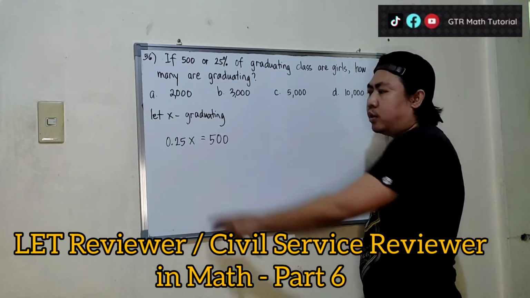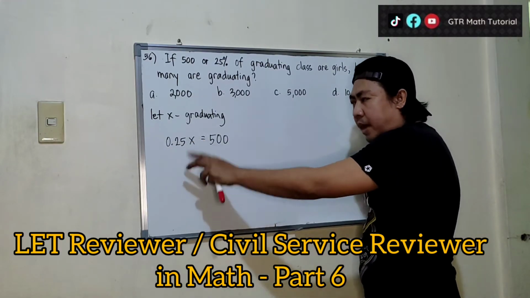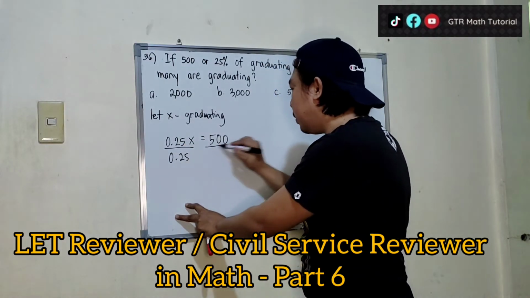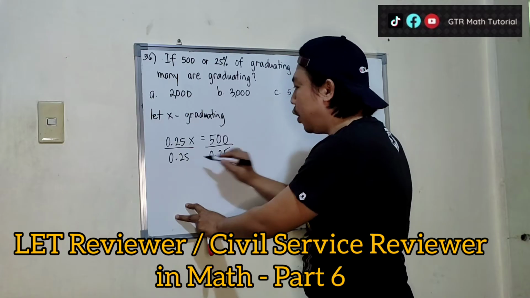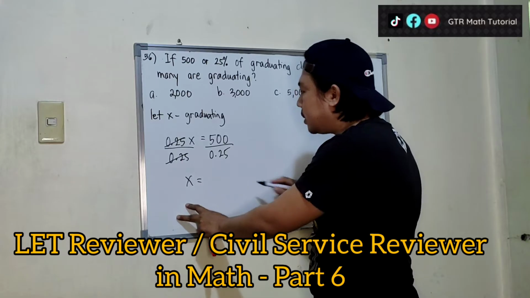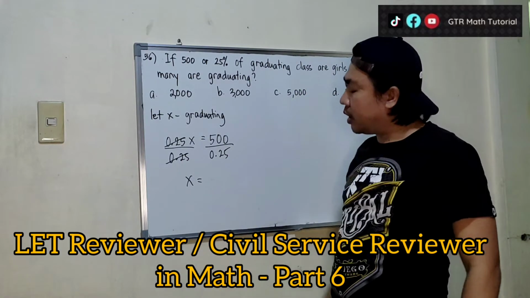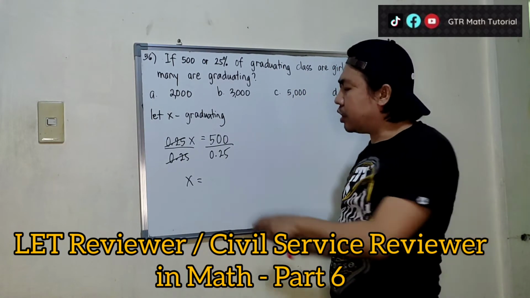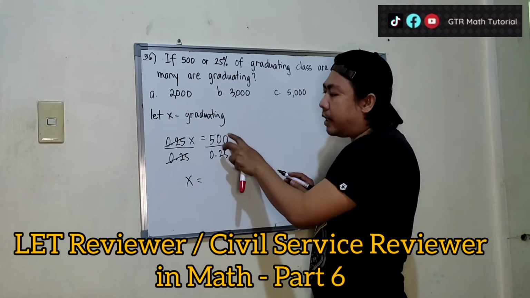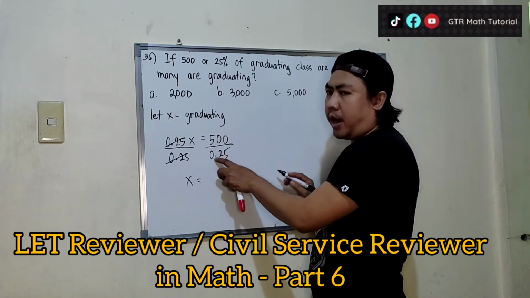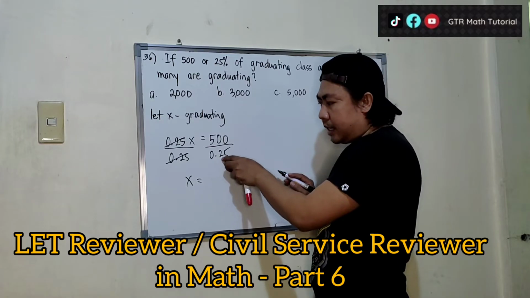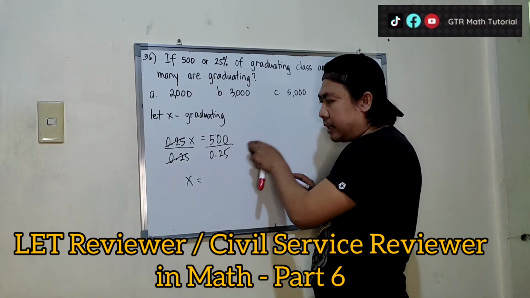So solve for x, so divide both sides by 0.25 para x na lang ang matira. So we have 0.25 x divided by 0.25 equals 500 over 0.25. So this is equal to 1. So we have x equals 500 divided by 0.25. So pwede na tayo mag-calculator. So since decimal naman to, multiply tayo ng 100 to both numerator and denominator para matanggal itong decimal. So move lang natin ng dalawa. Dito may decimal point dito, move lang din ng dalawa.